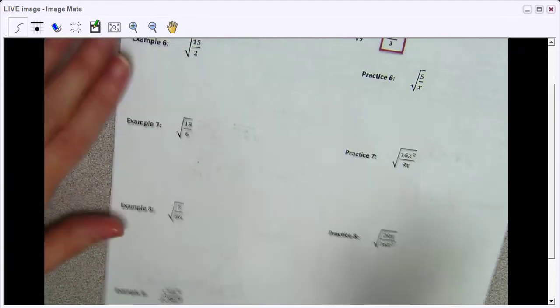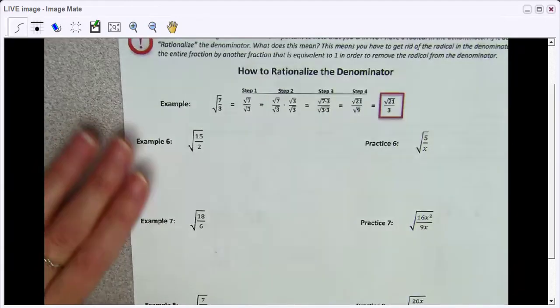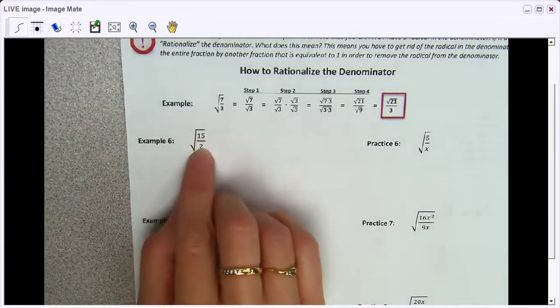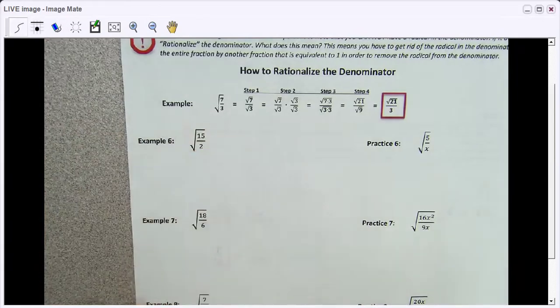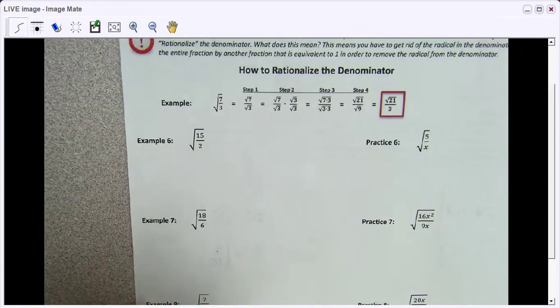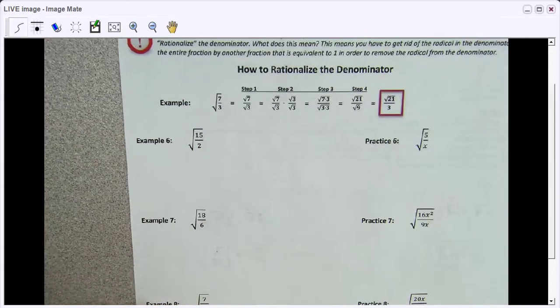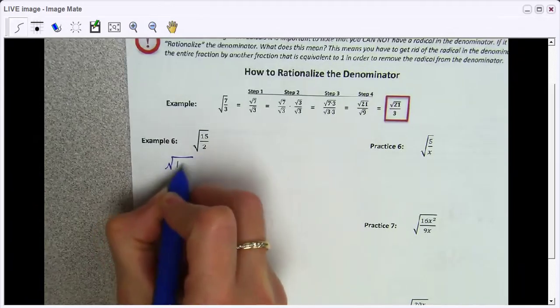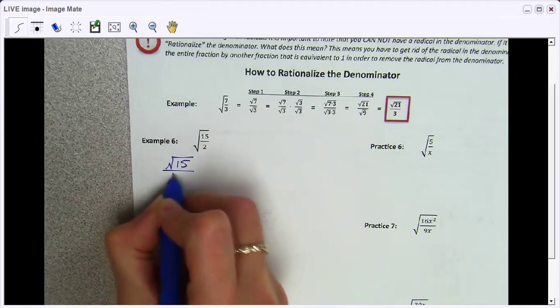In this, remember, I don't want decimals. I want radicals as your answers. In this one, I am going to separate each term into its own radical. What I mean is I'm going to write the square root of 15 over the square root of 2.